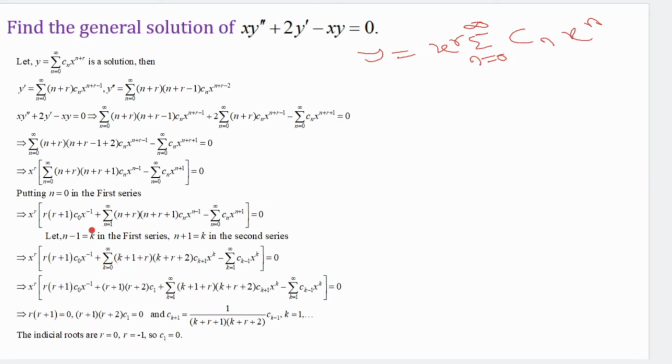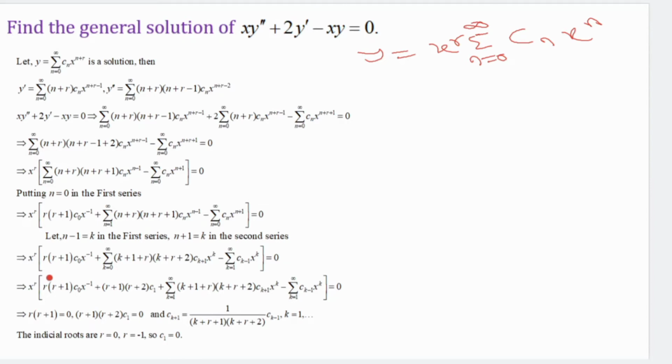Here we put n equal to k plus 1. So we get this. Similarly here, n equals 0 to infinity, but for the second series we consider n plus 1 equal to k. So when n started from 0, k started from 1. That's why we write here k equal to 1 to infinity.